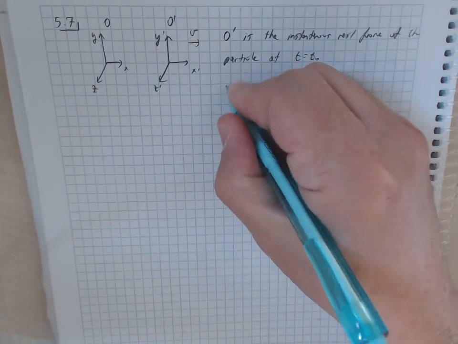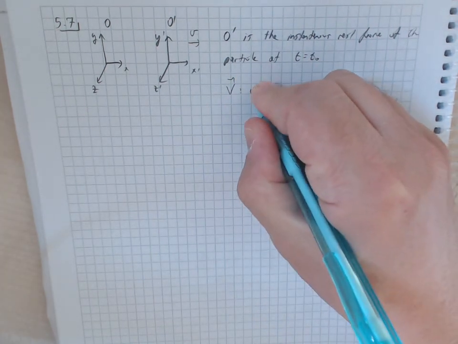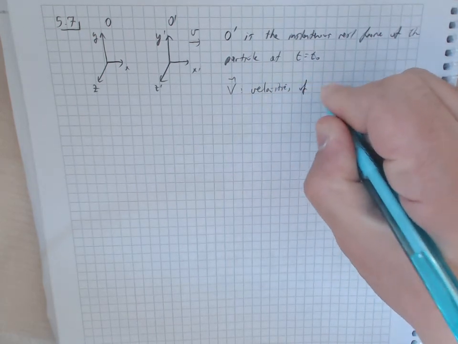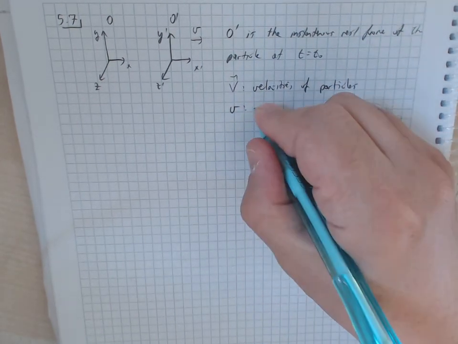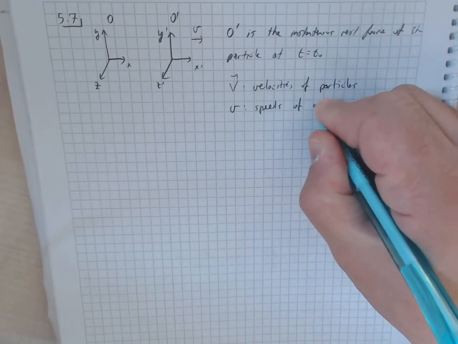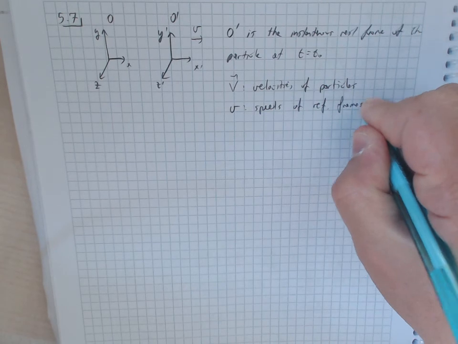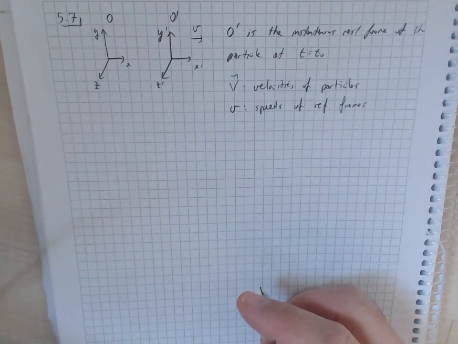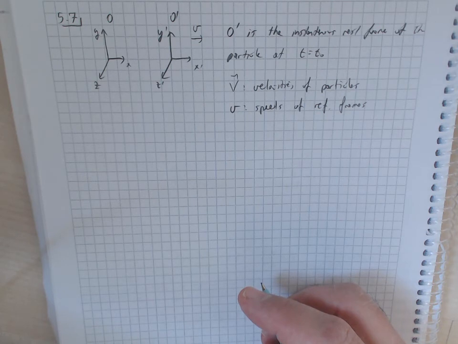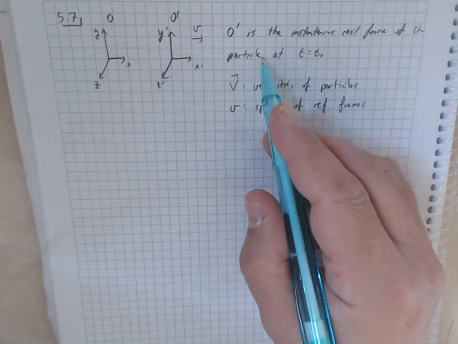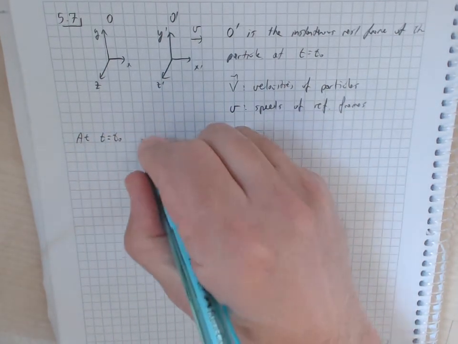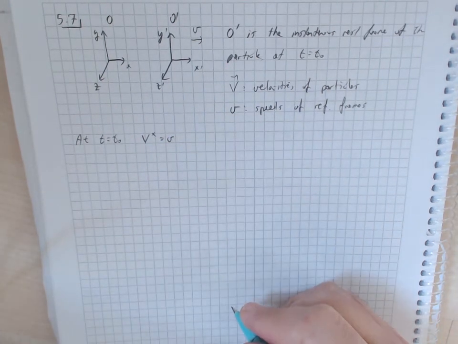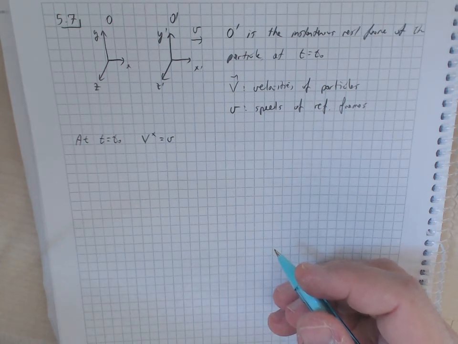So I'm going to be using capital letters for velocities of particles in reference frames, and v for the speeds of reference frames with respect to each other, right? This is the convention that's used in the book. And I'll try to use it here, to make it more understandable what I'm doing. Because O prime is the instantaneous rest frame of the particle at t equals t zero, Vx is going to be v. So it's moving with this speed at t equals t zero.